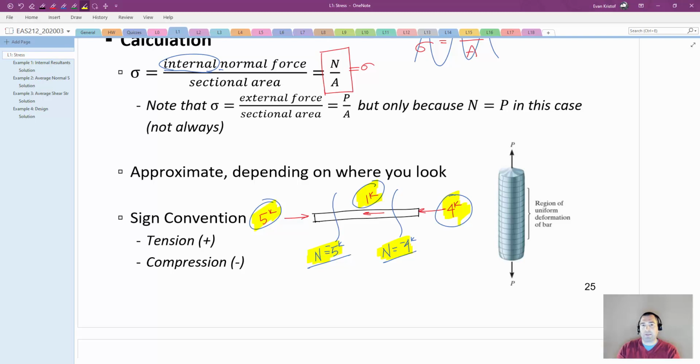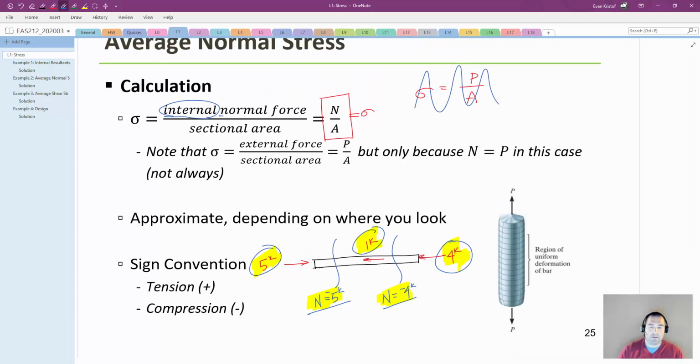They'll look at situations where the external load is the same as the internal resultant, but it's not always the case. So it's really, really important to note that N is what we need to use, not P. Internal normal force is what matters, and that involves making a section cut, using equilibrium and statics to calculate N, not just relying on whatever numbers are shown for the external loads in the system.